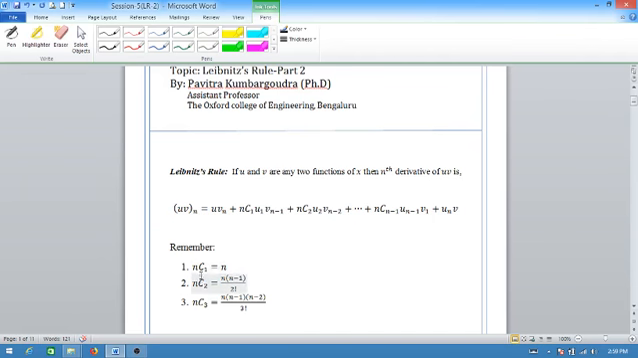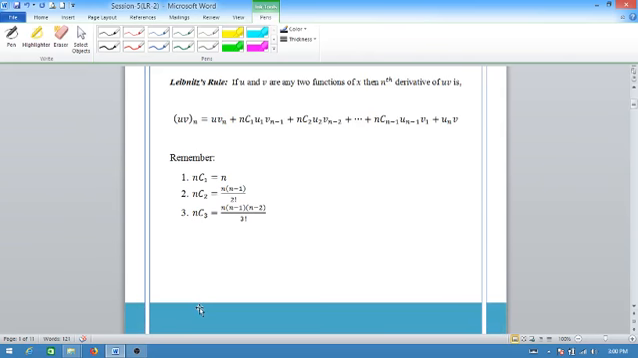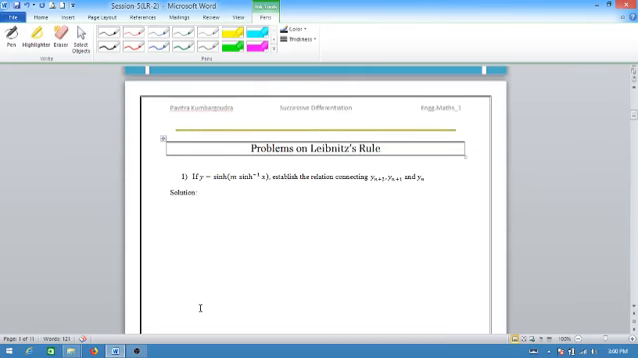You know the formula for nCr. Please remember this: nC1 is n, nC2 is n into n minus 1 divided by 2 factorial, nC3 is n into n minus 1 into n minus 2 divided by 3 factorial, and so on. So let us take the first problem.